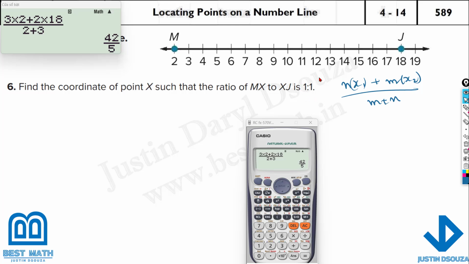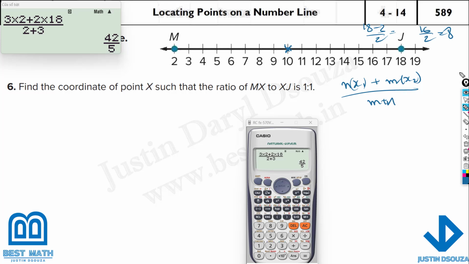Here they have given us a ratio of 1 is to 1, which is very simple because it's the midpoint. So whatever the distance here must be equal to over here, right? So you can easily find the midpoint. That is 18 minus 2 divided by 2. It's going to be 16 by 2, 8. See, 8 is not the midpoint. You need to add 8 from here. So 10 is the answer. That's how we can find the midpoint.